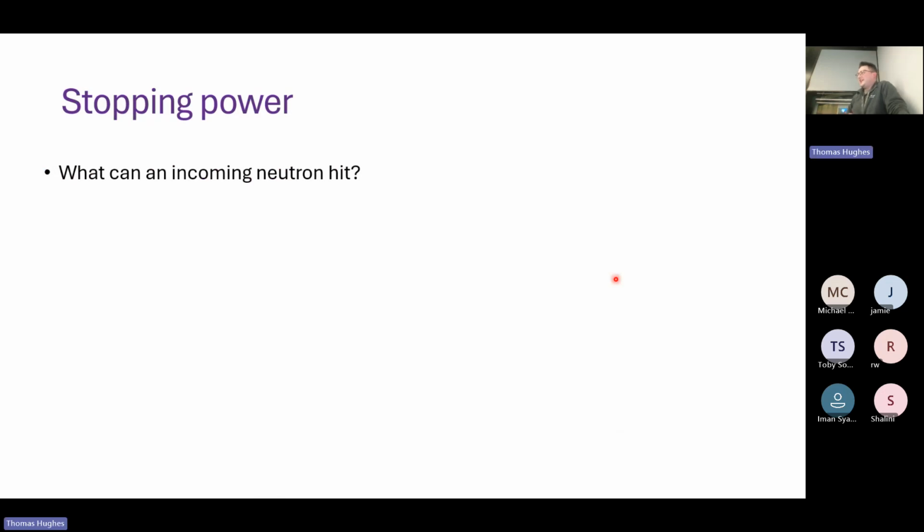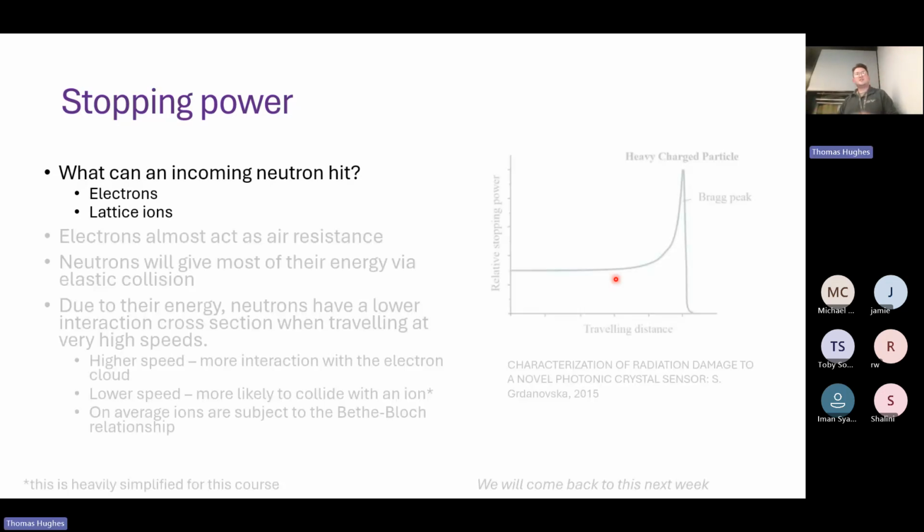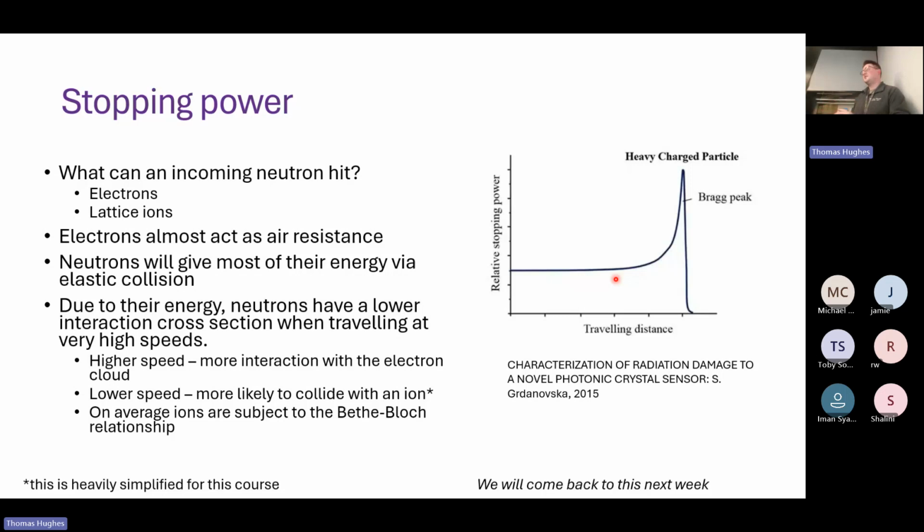Yeah, it can hit the nuclei, or what else? What surrounds nuclei? Electrons, right? So basically, these are the things that it'll hit. So either it hits electrons or it will hit your lattice. In the case of neutrons, because they have no charge, electrons act almost like air resistance. It's going through loads and loads of them, and they are absorbing some kinetic energy.